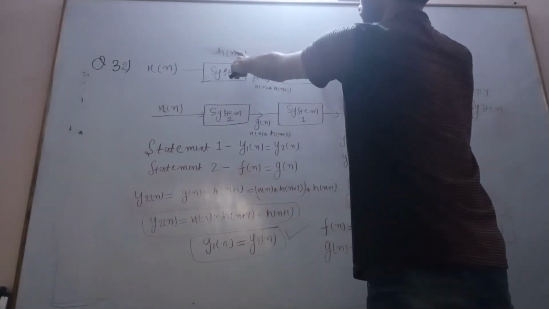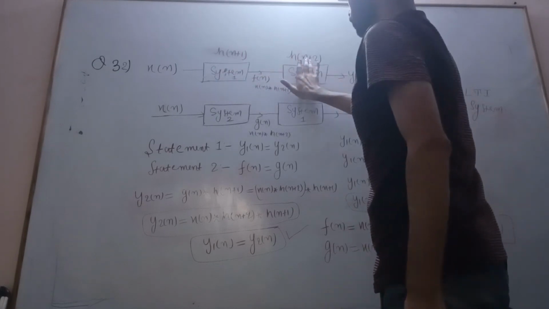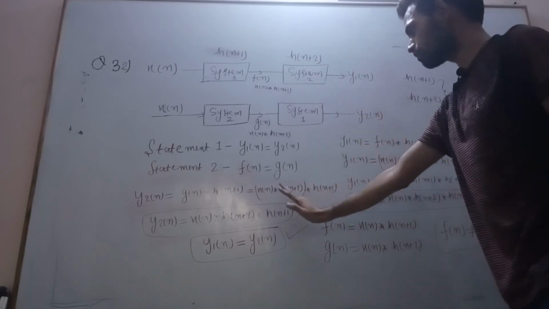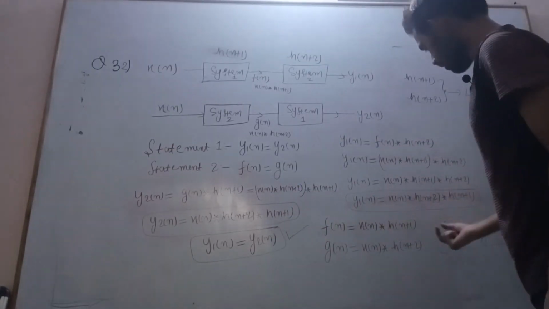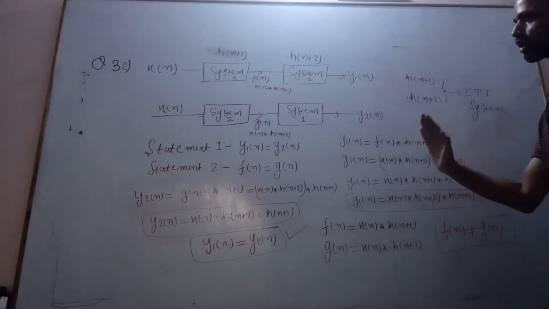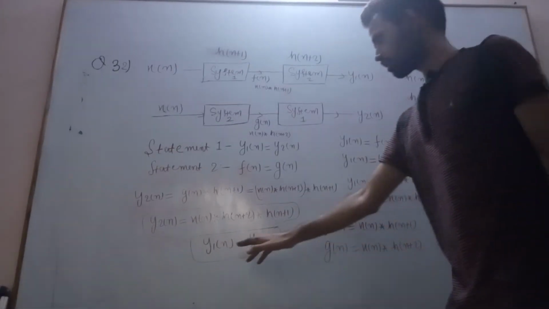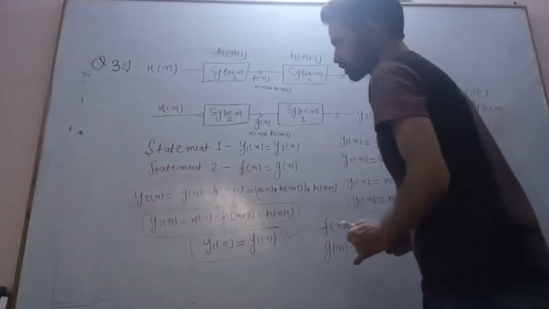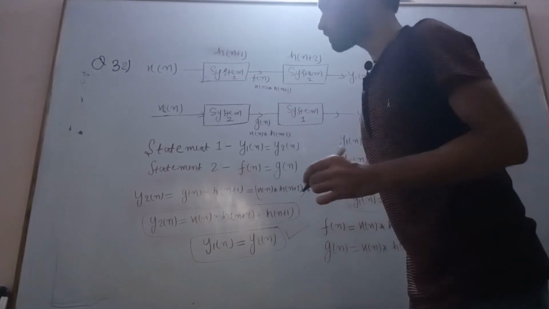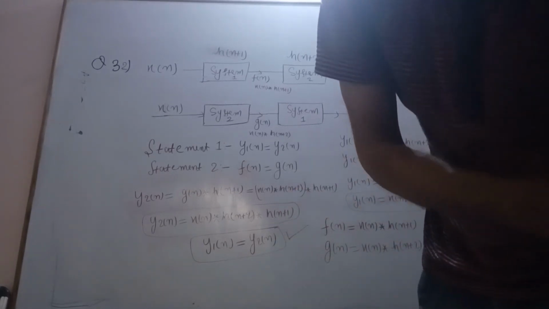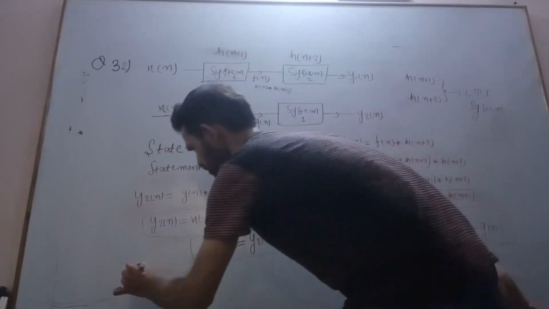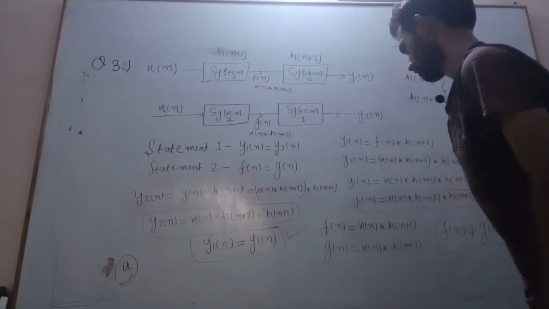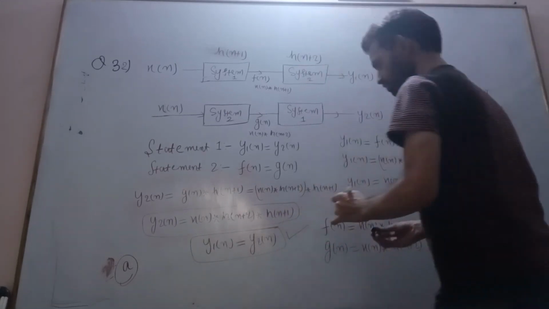Because it may be different like this. If it is h of n plus 1, h of n plus 2, then it will be different. So we can say that f of n equal to g of n is not always correct, but y1 of n equal to y2 of n is always correct. Therefore statement 1 is always true. Option A is correct.